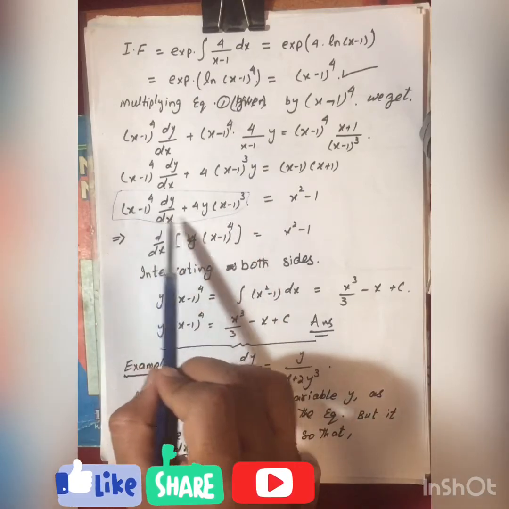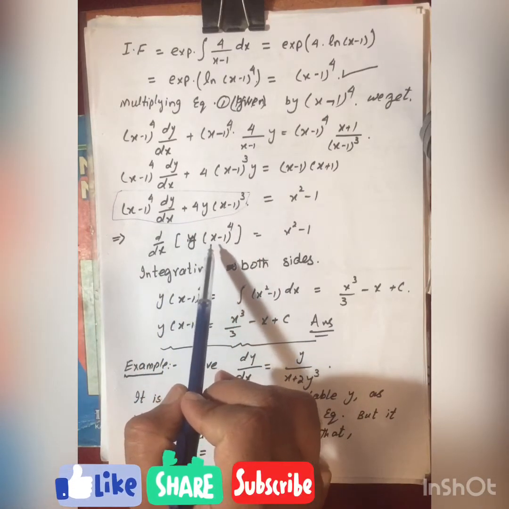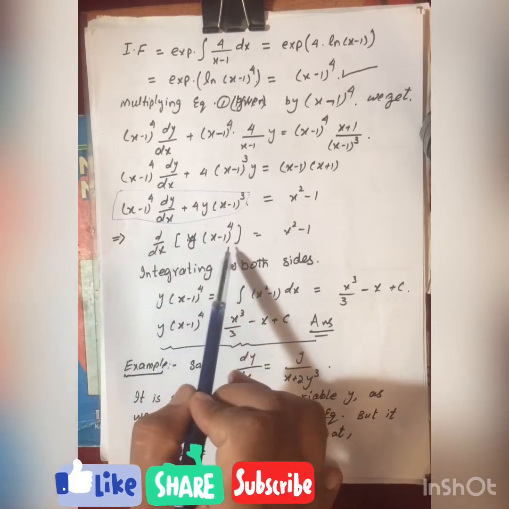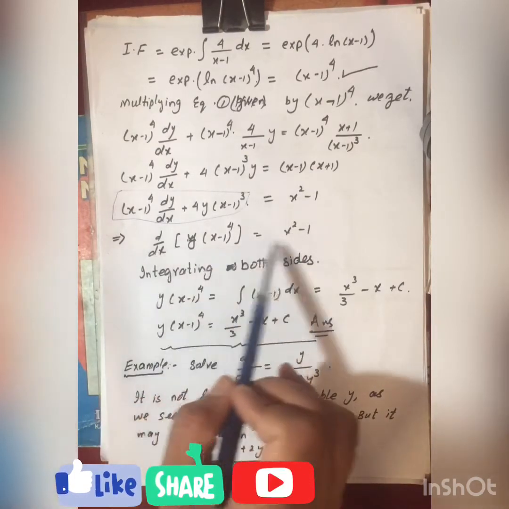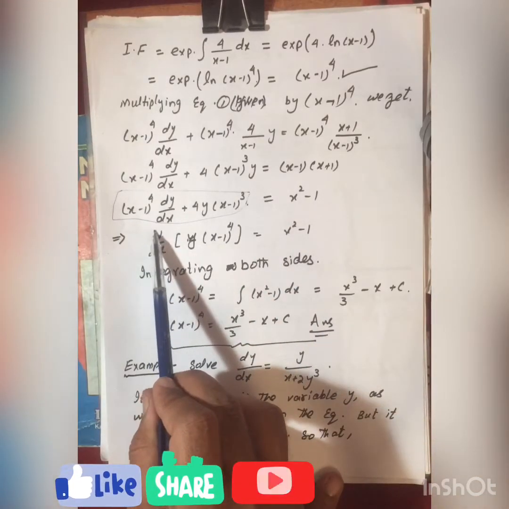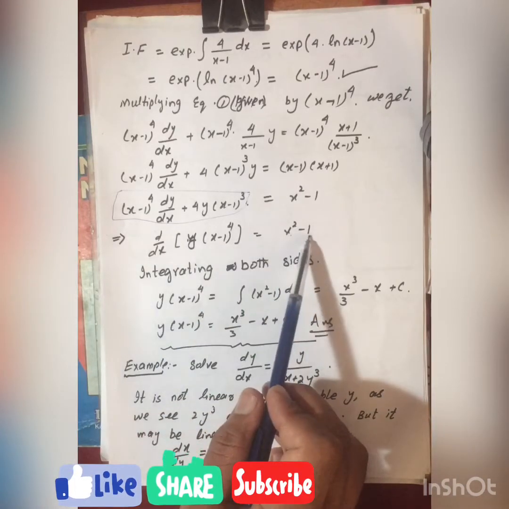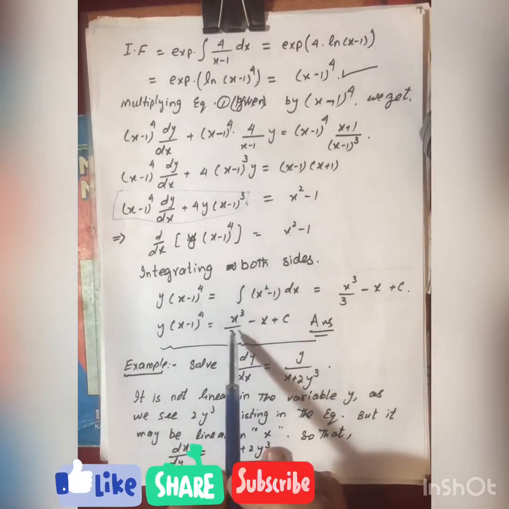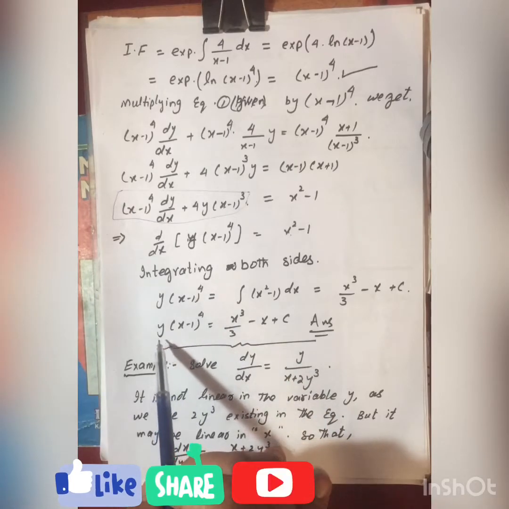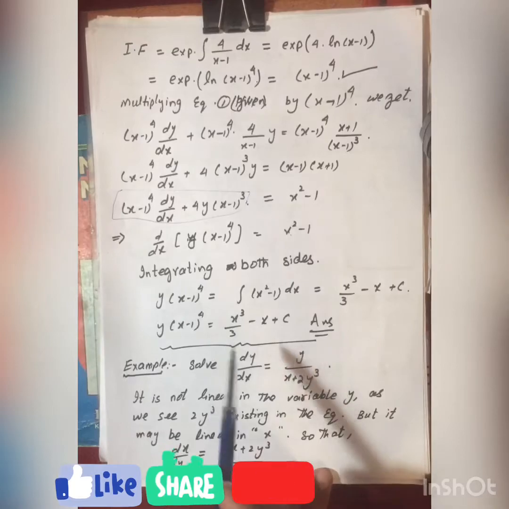This left side is the derivative of y (x minus 1) to the power 4 with respect to x. After this you will integrate both sides. This will be integrated, then the differential will be cancelled. This will be integrated with respect to x. Okay, you will get this, the solution of the linear ordinary differential equation. This is the solution of the linear ordinary differential equation.